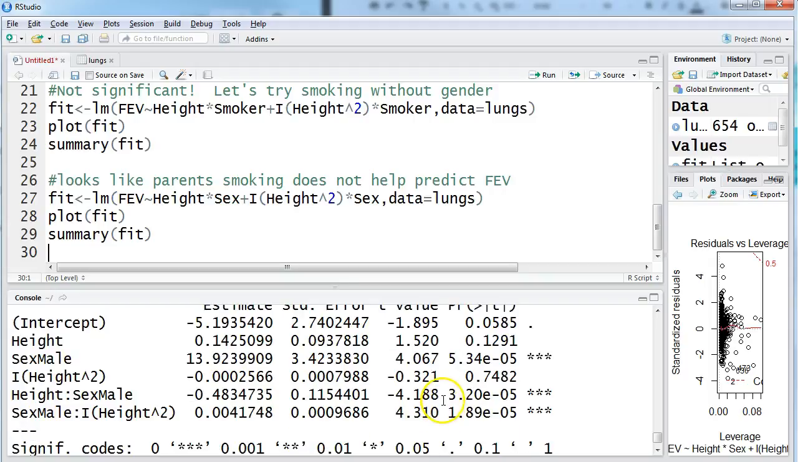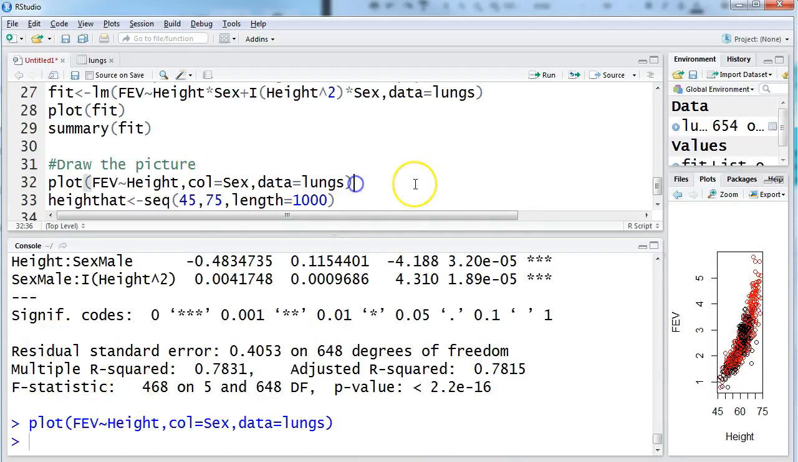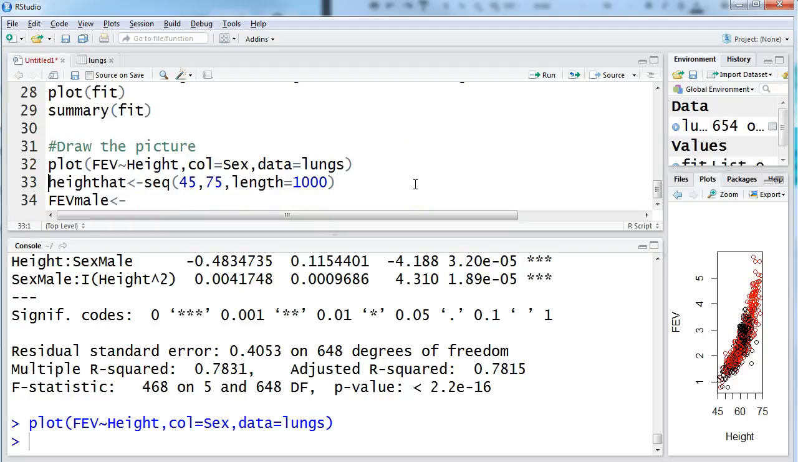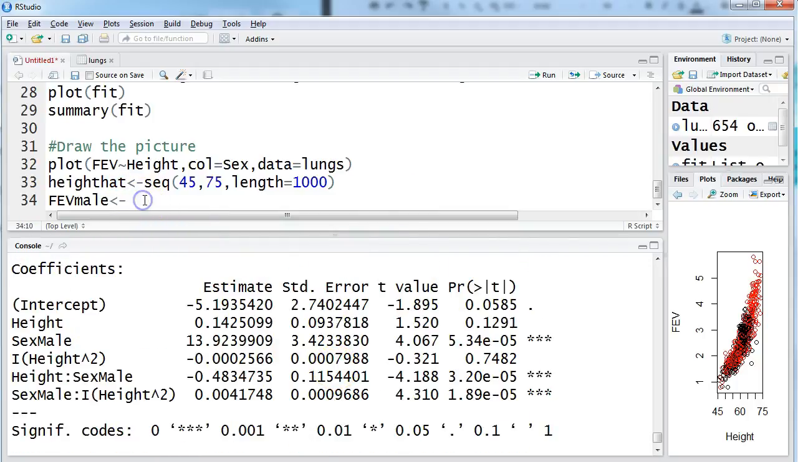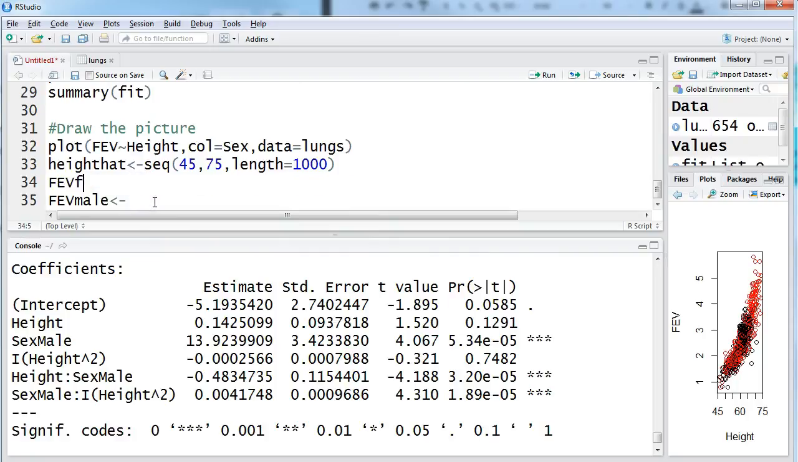So I'm ready to call this my final model. If we want to predict children's lung volume, we're going to do it based on their gender because it matters, and it's going to be quadratic based on their height. So let's draw us the picture. The first thing I'm going to want to do is to make a bunch of height values that I can use for my prediction, hence the hat. And then for males, who's my baseline? My baseline's obviously female, right? So FEV female, let's start with them because the baseline's going to be easier.